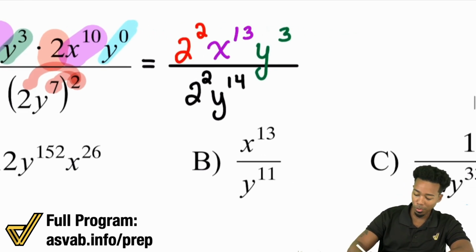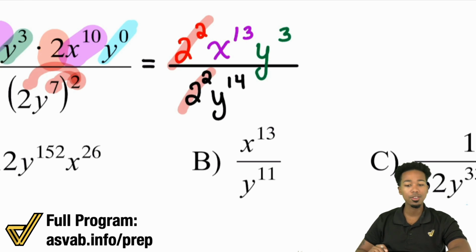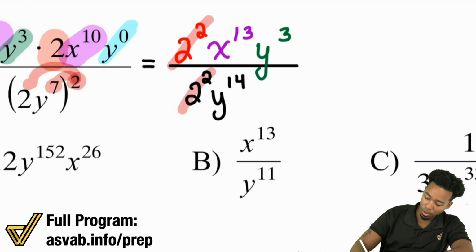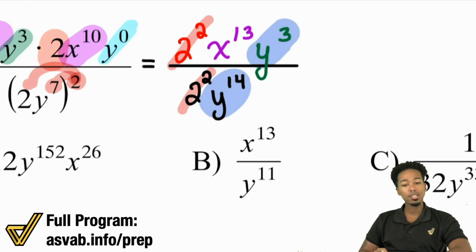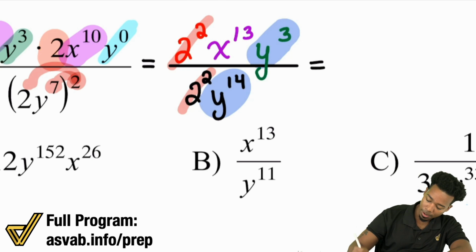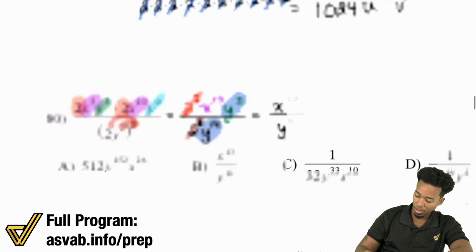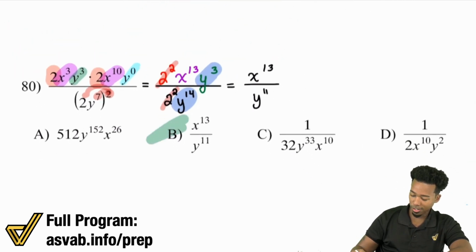And look at that, patience being rewarded. 2 squared, you have the same thing being divided, that cancels out. And second, we have our quotient law of exponents right here: y to the power of 3 and y to the power of 14. Well, 14 minus 3 is 11, and we'll keep it y to the power of 11 in the denominator, because that's where the bigger exponent is. So our final answer will be x to the power of 13 up top, y to the power of 11 in the denominator, and we are good.